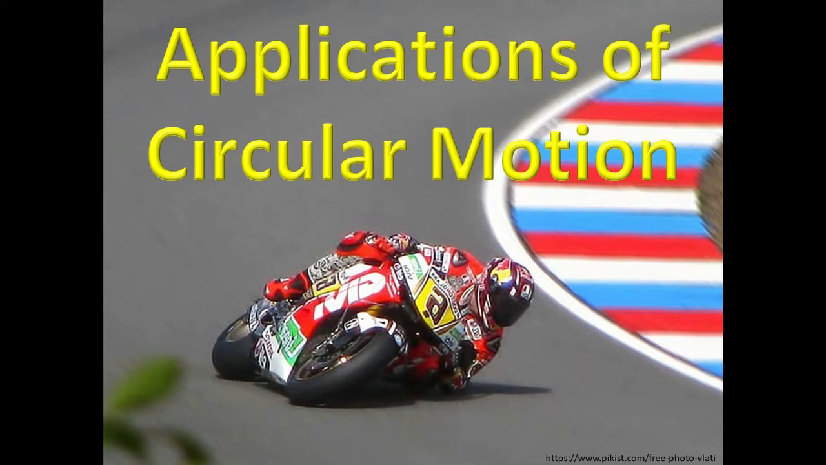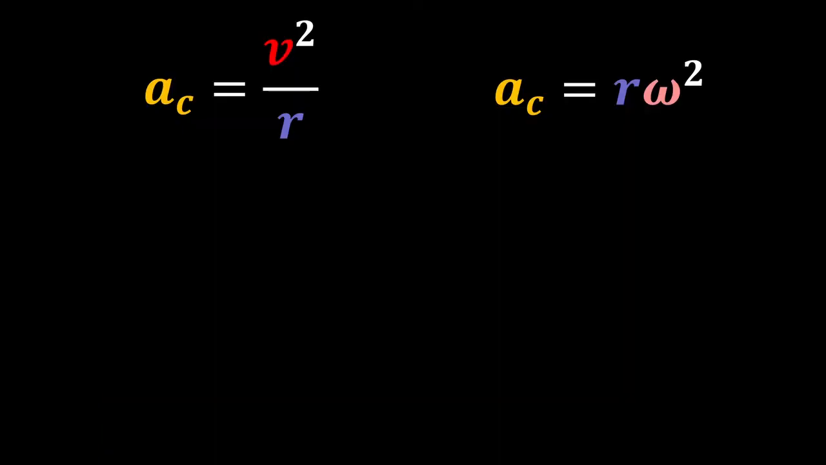In this video, we're going to look at a variety of different examples looking at applications of circular motion. In our previous video, we developed two equations that would calculate how fast an object is accelerating toward the center of a circle, and we call that the centripetal acceleration. Because when an object is going around a circle at a constant tangential velocity, it is accelerating even though its speed isn't changing. It's changing its direction, which is an acceleration.